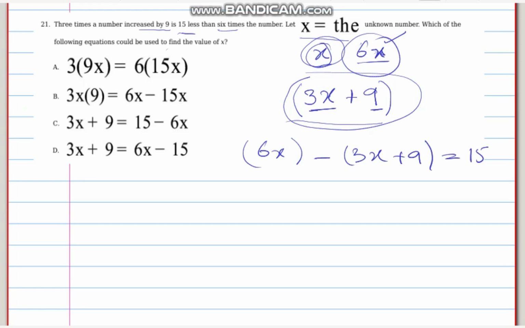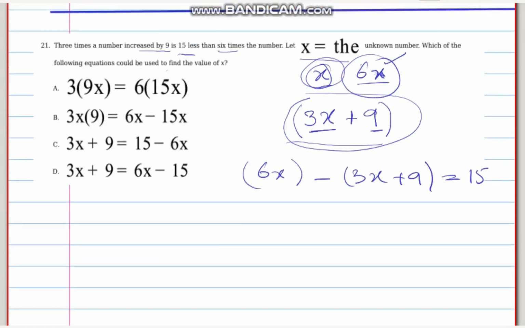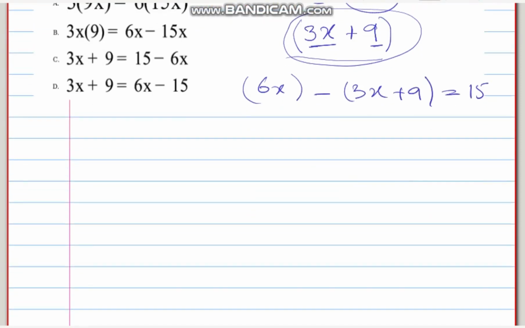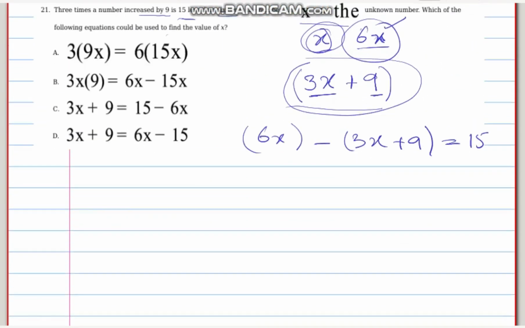Let's check the question. 3 times the number increased by 9 is 15 less than the 6 times the number. It's a very good, very easy and very simple question. Please just read the question very carefully and you will understand this.